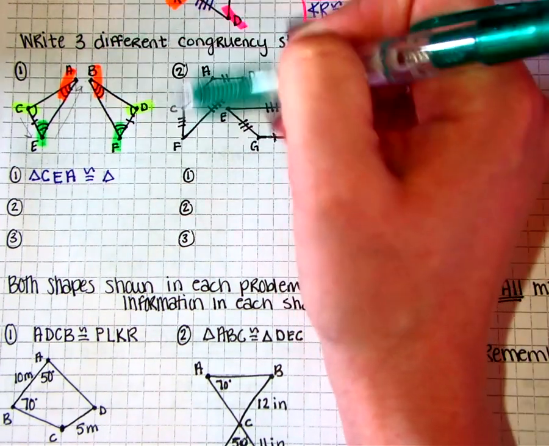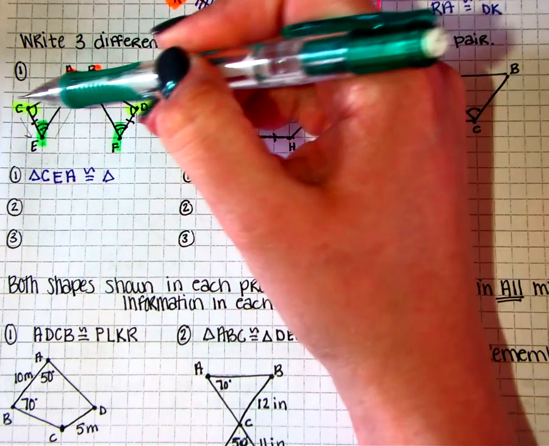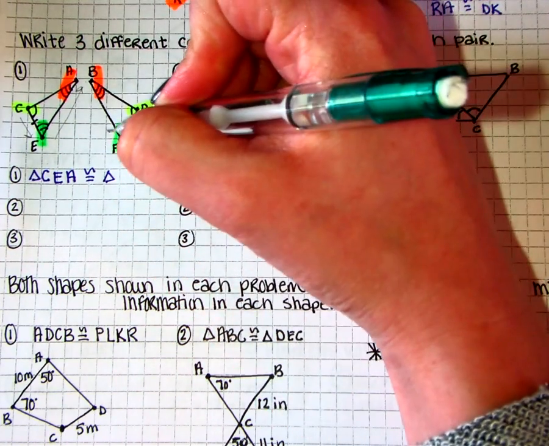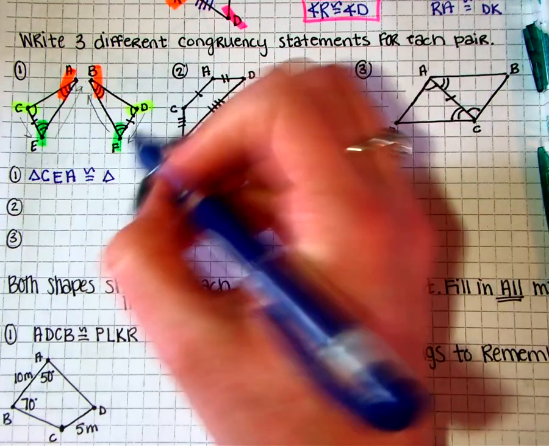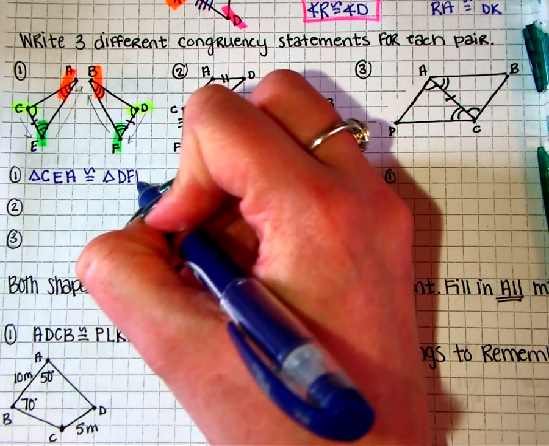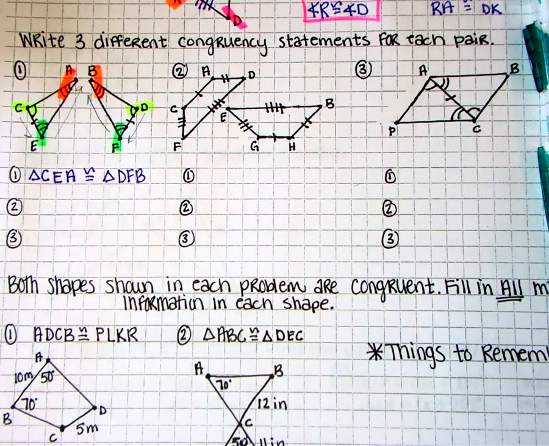The second triangle must follow the identical pattern. So we went yellow, green, orange. Yellow, green, orange. So triangle CEA is congruent to triangle DFB. That's one way to write it.